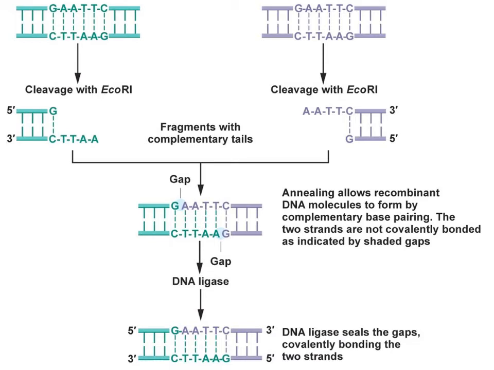So here's an example where we have two different DNA molecules, the green one and the purple one. They are both digested with EcoRI restriction enzyme, and it leaves complementary overhangs. And those fragments with these sticky or complementary tails can come together. Now we still end up with that gap. So the hydrogen bonds are going to form. That's the sticky part, no problem.